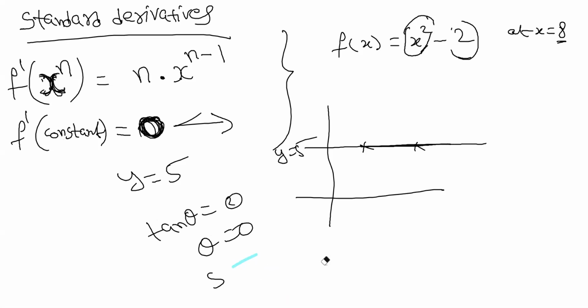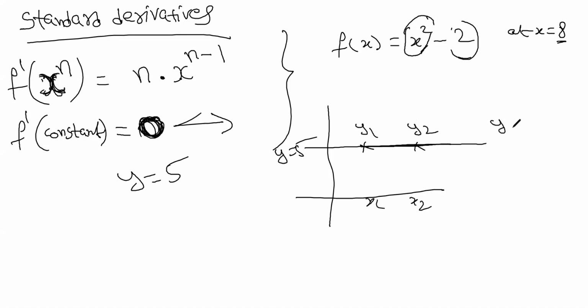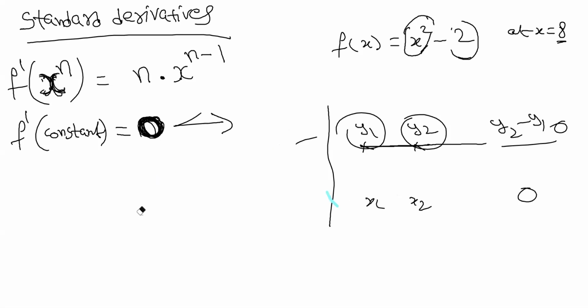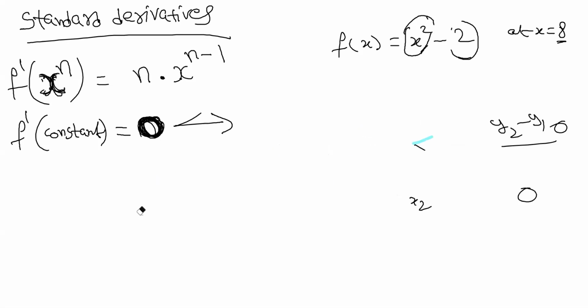If you don't want to understand it in this method, just take y1 and y2. It's very simple. Here it is y1, here it is y2, x1, x2. What is y2 minus y1? Both are the same, right? 5 and 5. So it is 0. 0 by anything is 0. That's why the differentiation of a constant is 0.